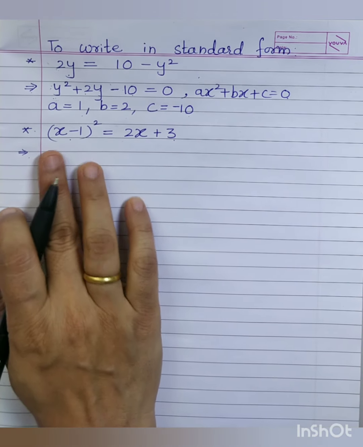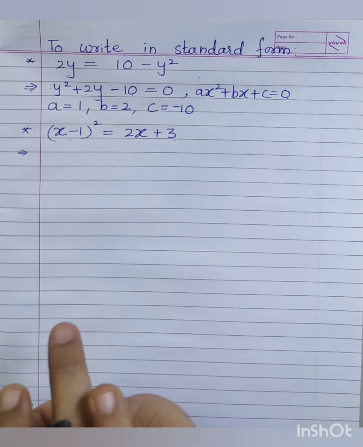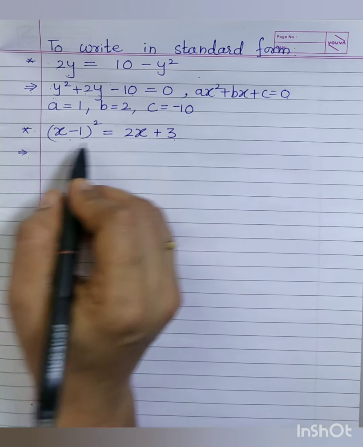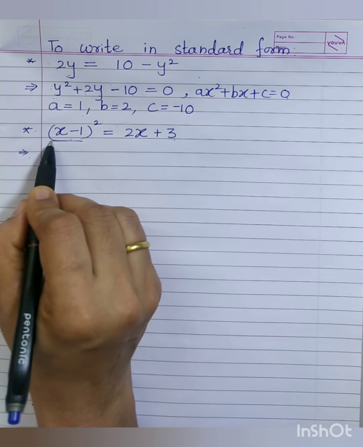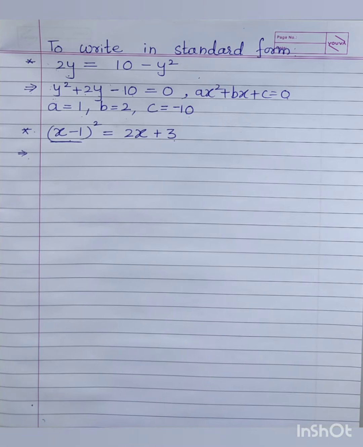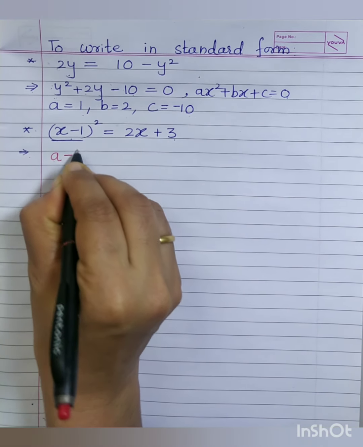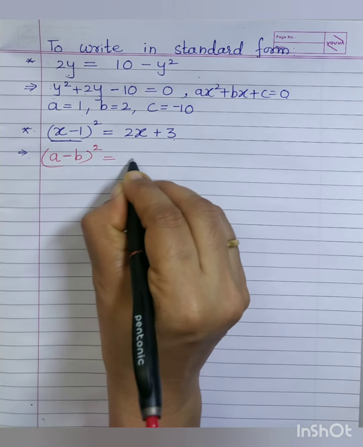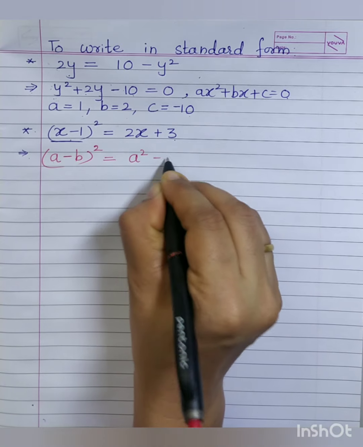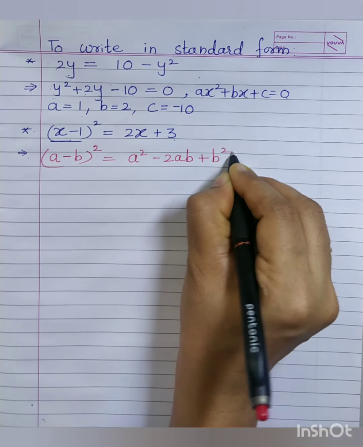Look at this part. (x - 1) the whole square is equal to 2x + 3. Step number 1, to go to standard form. For that, very essential is what? You need to open this bracket. I hope you all remember the formula. What is the expansion formula we are going to use here? (a - b) the whole square. What is that formula? a square minus 2ab plus b square.